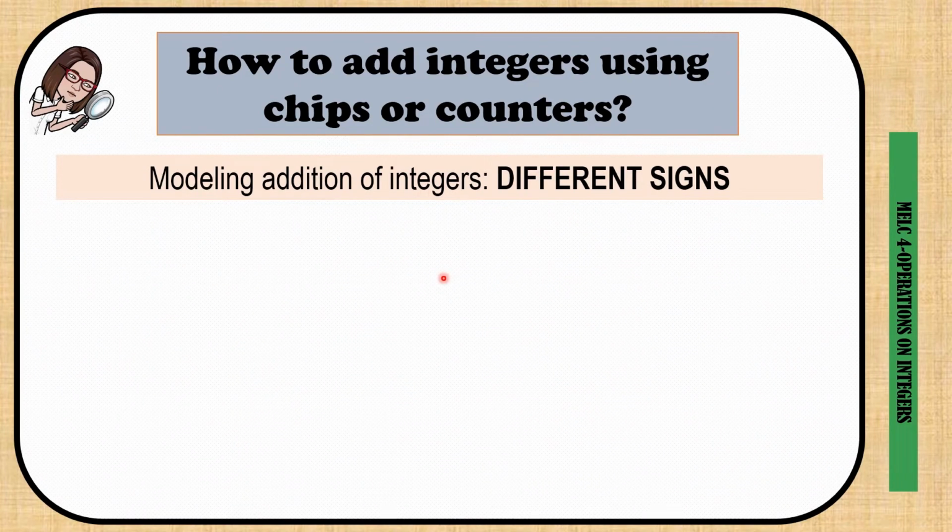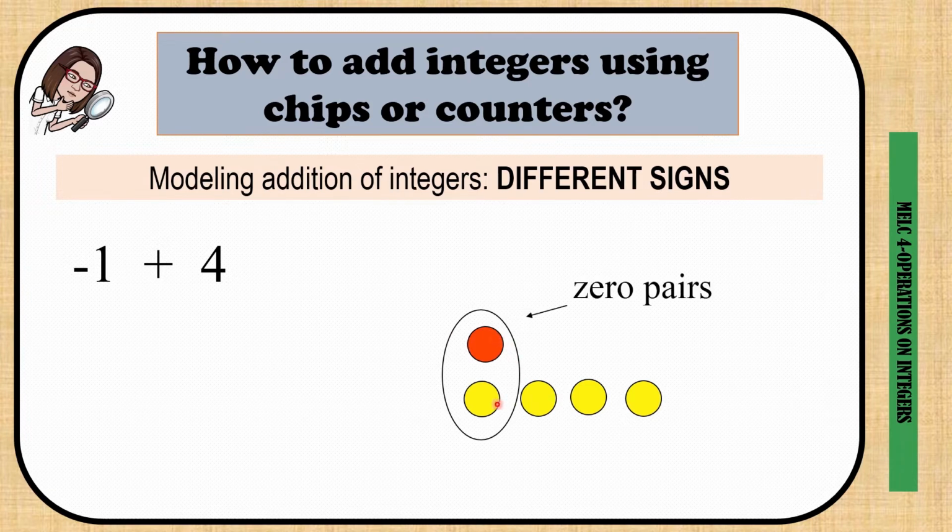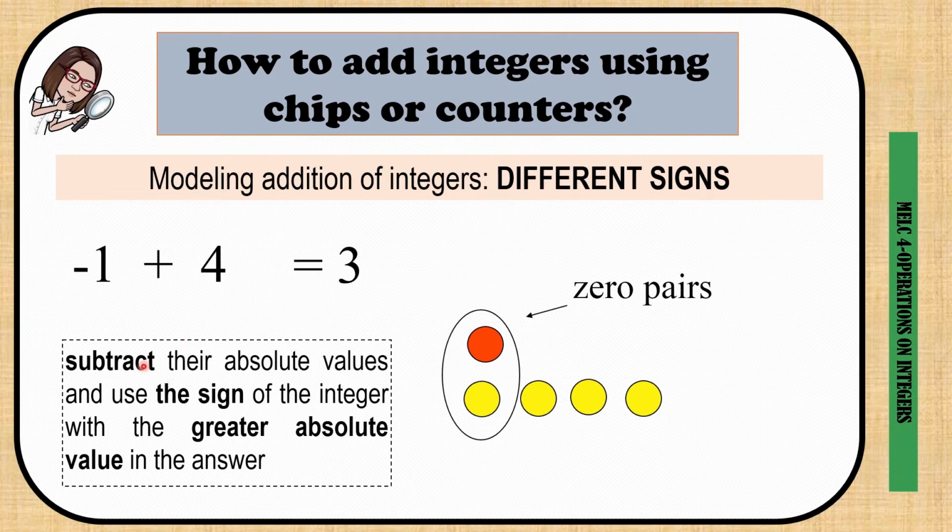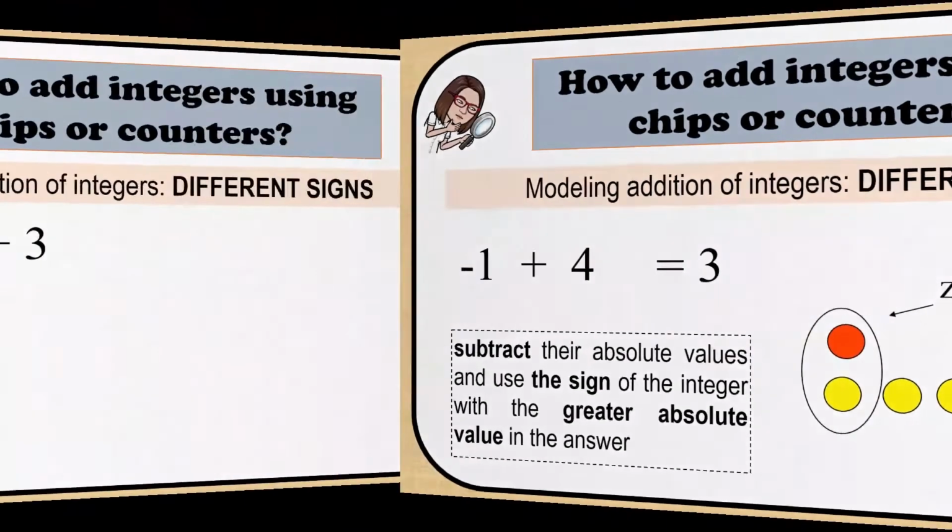So let's have modeling addition of integers with different signs. You have here negative 1 plus 4, representing it by 1 red counter and 4 yellow counters. So get the zero pairs, and the remaining is positive 3. Again, we subtract their absolute values. So 4 minus 1, we got 3. And obviously, 4 has greater absolute value, and therefore just follow its sign, which is positive. Therefore, it is positive 3. And it is just the same as the given counters.